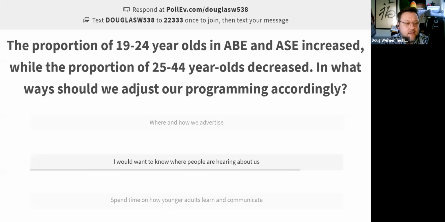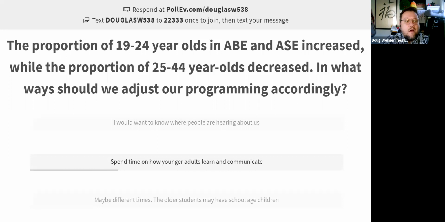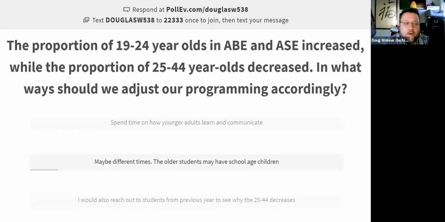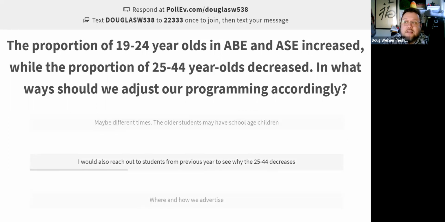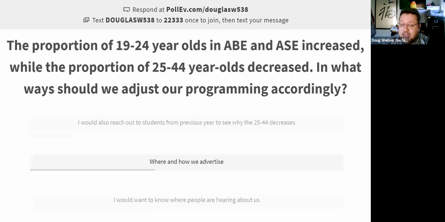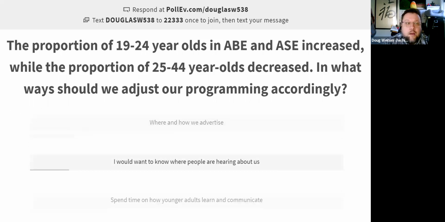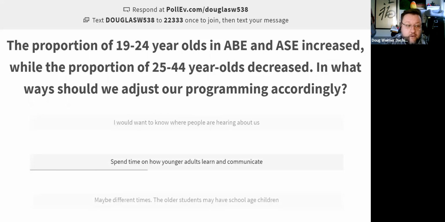Okay, I like this next one that's coming up here. Spend time on how younger adults learn and communicate. It's a really good point. So the other answers were more enrollment based. This one's more instructional based. If we have younger participants, do they learn differently and do we need to adjust our instruction to meet their needs? Someone said maybe different times. The older students may have school-age children. Exactly. If we're seeing a 25 to 44-year-old population decrease, maybe our class times aren't meeting their needs anymore. So we need to adjust that in order to meet their needs.